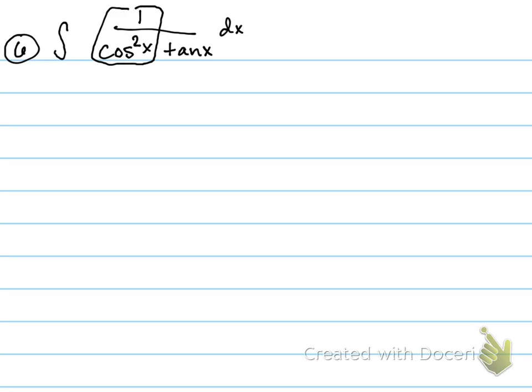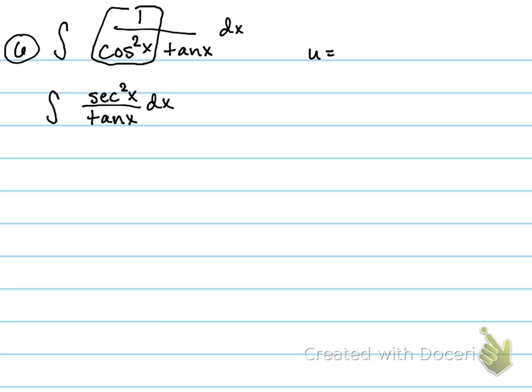All right, let's keep going. Let's look at number 6. Okay, so example 6 in our notes. All right, we have the integral of 1 over cosine squared x times tangent x dx. I'm going to do a little bit of manipulation here, and I'm going to change 1 over cosine squared to be the secant squared of x all over the tangent of x dx.